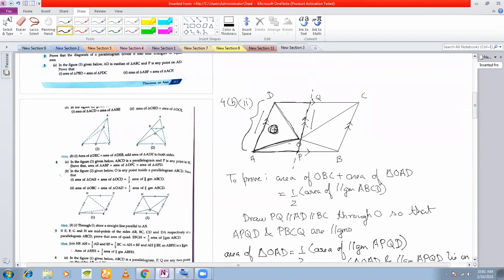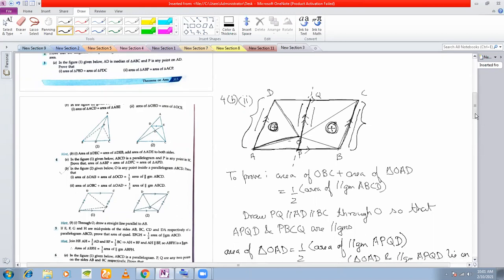Now we look at the other parallelogram, this parallelogram here, which is PBCQ. Okay, in this parallelogram, if you see, this triangle here is on the base BC and between the parallel lines BC and PQ. So therefore, area of this triangle must be half of parallelogram PBCQ. Okay, for the same reason.